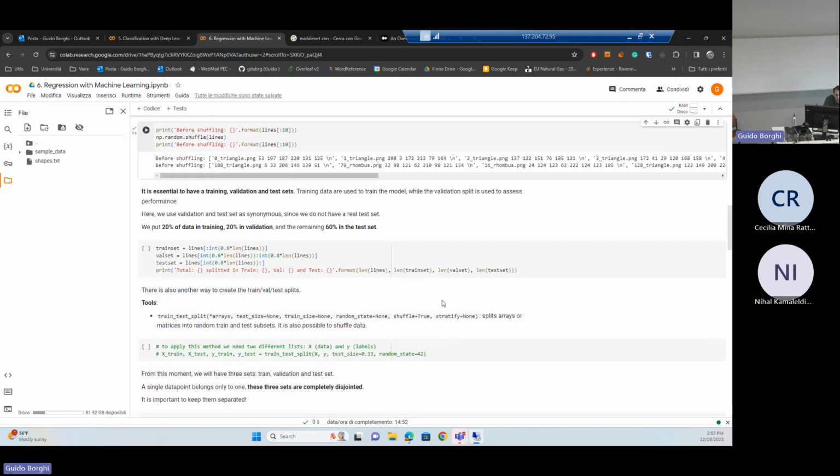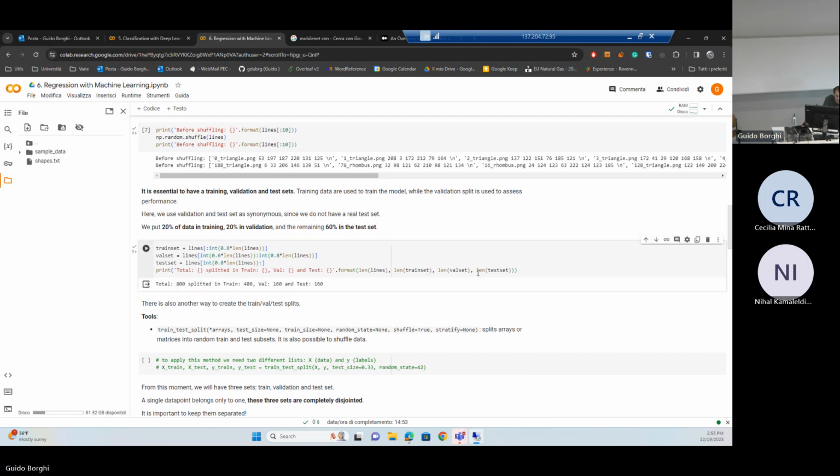Then we have to create the training, validation, and testing sets. In particular, we put 20% of data in training, 20% in validation, and 60% in the test set, using the method that I showed you in the other exercitation about machines.